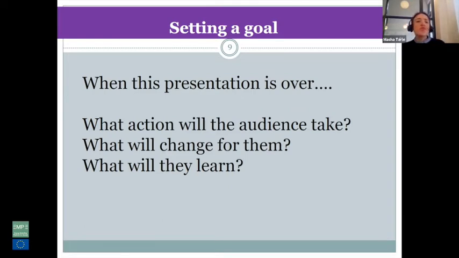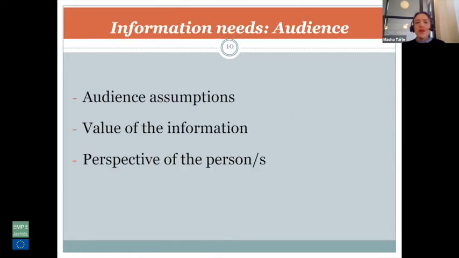Some examples: what action do I want the audience to take? Do I want the audience to come to me and maybe get my card, or ask me to participate in a research group? Well, it's good if I know that beforehand, right? Also, what will change for them? What will they learn concretely? In order to know all these things about the audience, of course, I need to focus as much as I can on the audience and as little as I can on myself when I do a talk. In order to do this, I need to also think about the information needs of the audience.